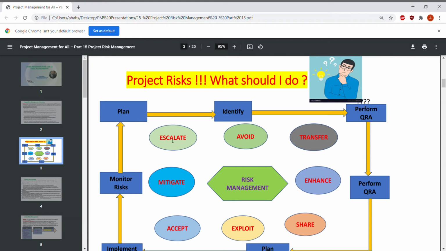The options to deal with risks, so there are many options, and these are for positive and negative risks. So we either escalate the risks to the higher authority, or avoid the risks, transfer the risk, enhance the risk, share the risk with someone else, exploit the risk, accept it as it is, doing nothing, and or mitigate the risk. And we will talk about these in the coming sections of the presentation.